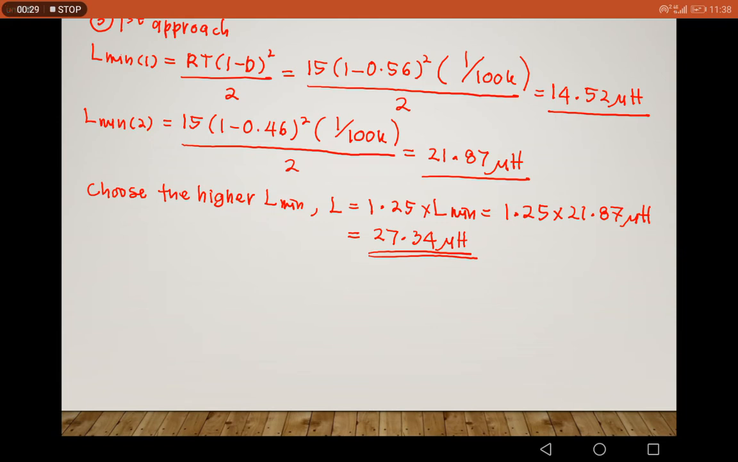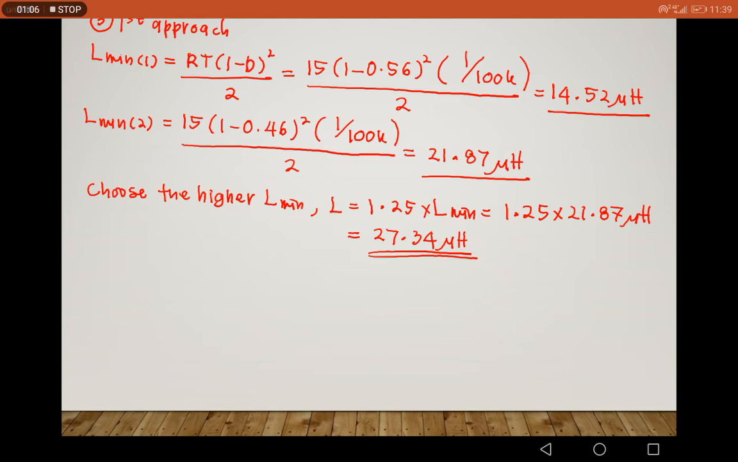So we will get 14.52 microhenry. For L min 2, using duty cycle equals 0.46, we will get the answer for L min 2 is 21.87 microhenry. Right, so among these two values, we need to choose the higher value because we want to ensure that the converter is always operated in continuous conduction mode. So in order to do that, we need to choose the higher value of L.